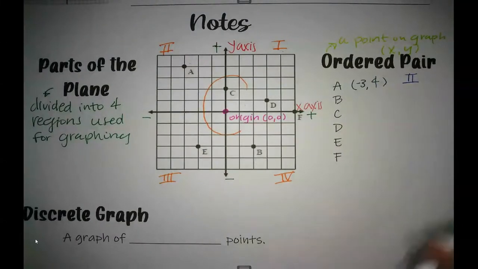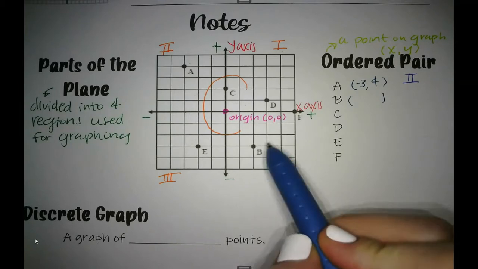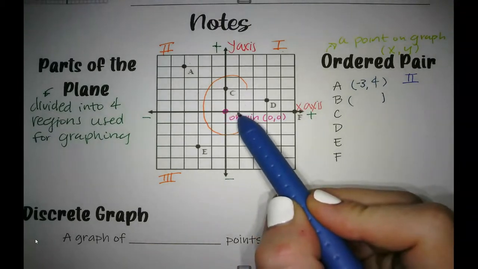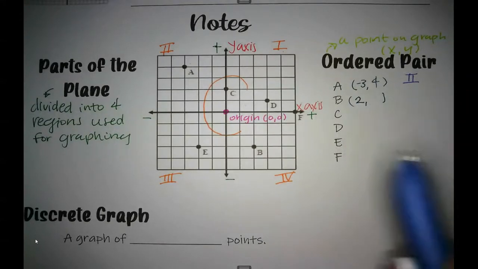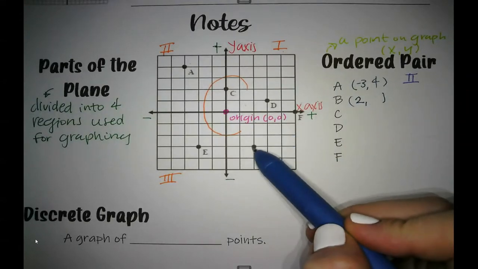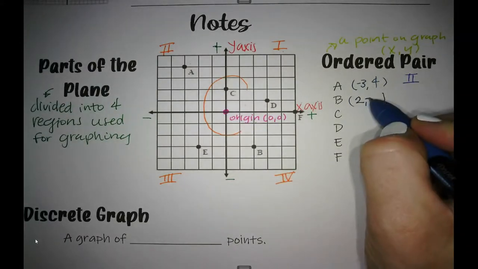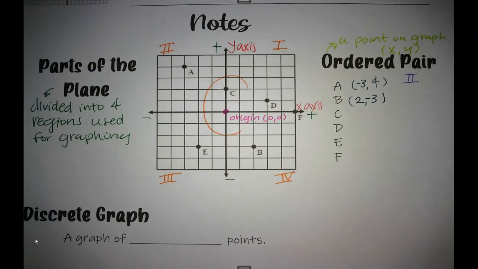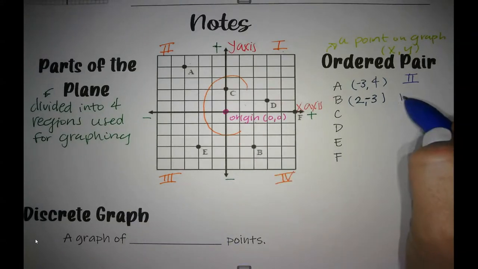Okay, so where is our B? B is right here. So from the origin, we go over right 1, 2. Since we went right, that's positive. 1, 2, 3 down. And since we went down from the origin, that is a negative 3. And what quadrant is this one in? That is in quadrant 4.